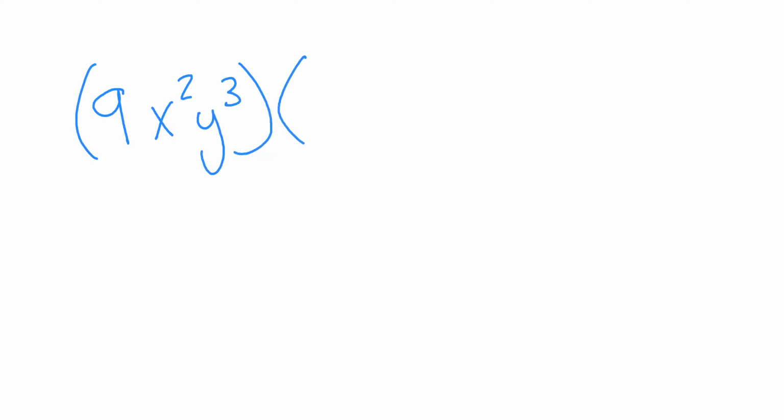Now let's take a look at problem E, where we're going to do some multiplication. We've got 9x squared times y to the 3rd. We're going to multiply that whole thing by negative 2x to the 3rd, y to the 4th. When we are multiplying single terms, it's all multiplication here. Even though you see that negative sign, that means negative, not subtract. It's all multiplication here, and multiplication is commutative and associative.